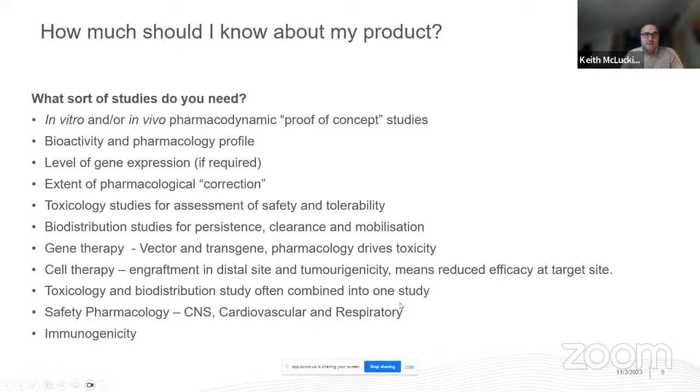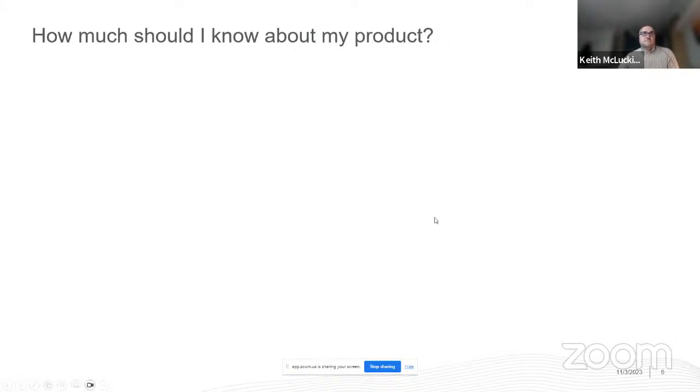And then finally, immunogenicity. So obviously, from a point of view of stem cells, there's potentially an issue with immunogenicity. So you can run cytokine response assays to look at that. And from a gene therapy point of view, you will have potentially antibodies to your AAV, which is potentially always going to be an issue. So these are sort of things you need to think about.